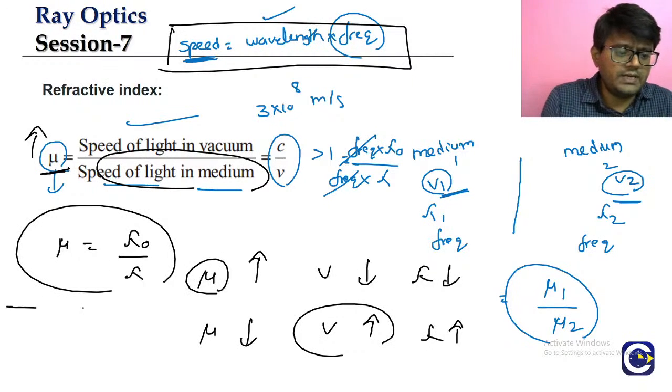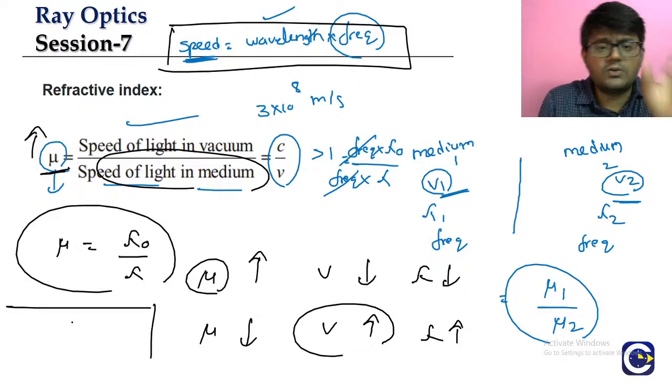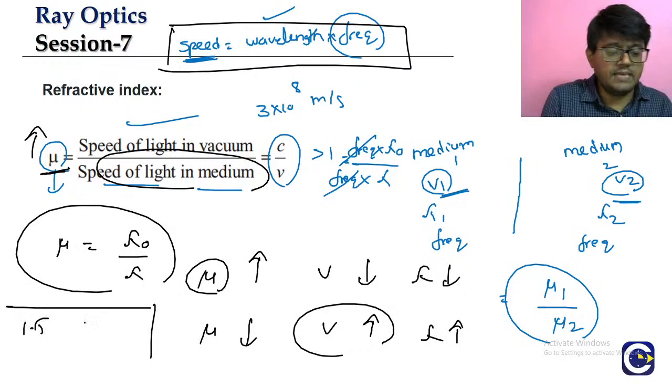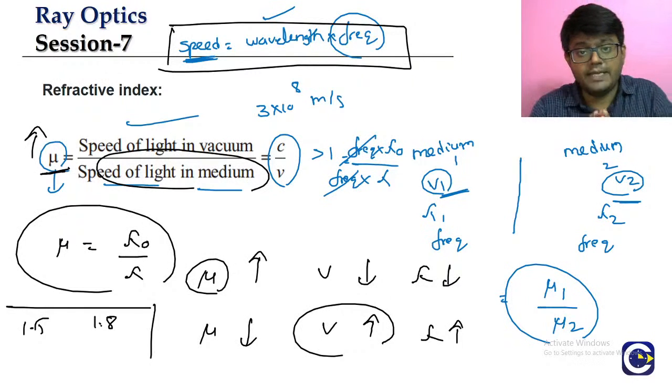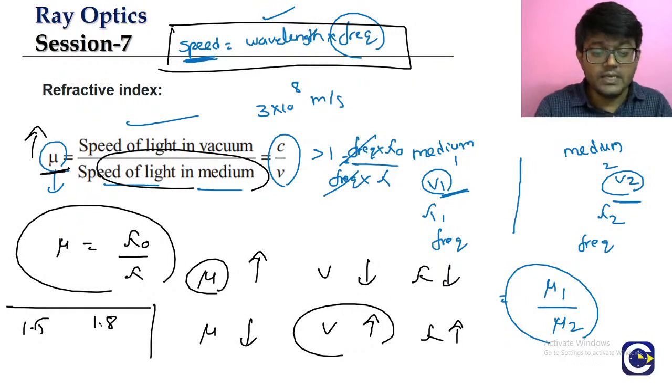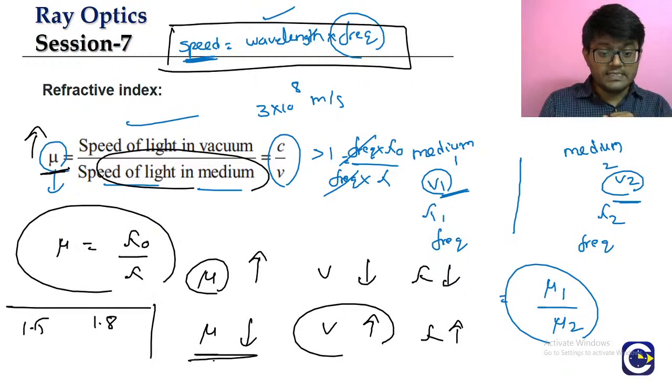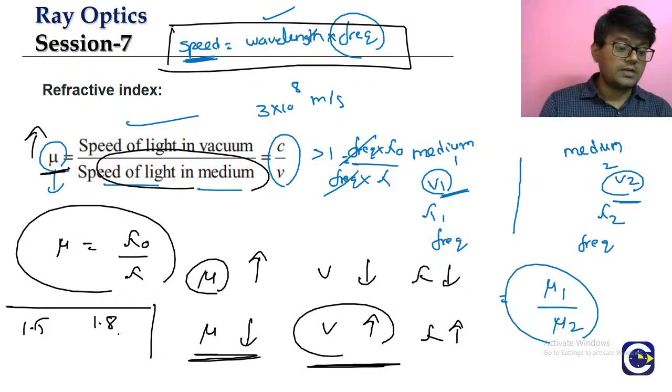To give you a very simple example, there are two mediums. Maybe you can just type the answer in the chat window. One is having a refractive index of 1.5, the other one is having a refractive index of 1.8. Now can you quickly tell me in which medium the speed of the light will be more? Look at these values. What is the relation? Wherever the mu is less, speed of light in the medium will be higher, which means what?